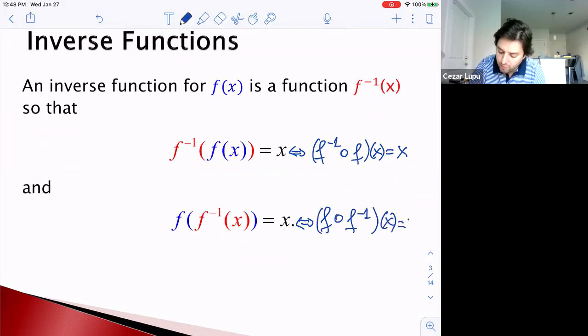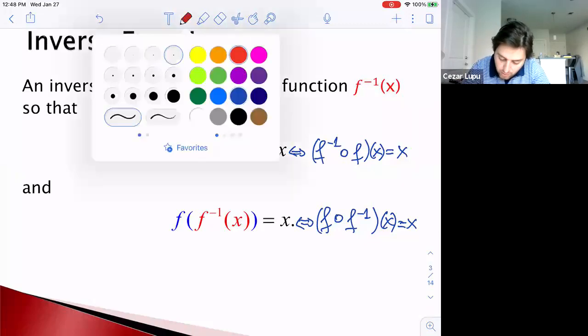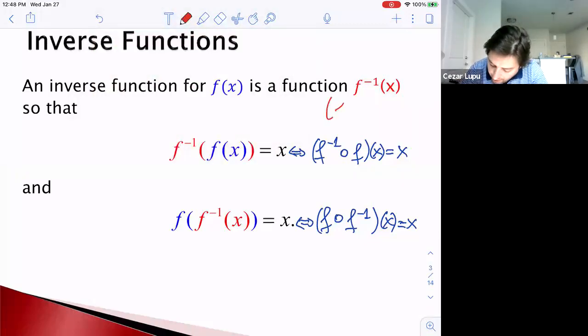In other words, if we want to combine these two, we say that an inverse for a function f of x is a function f inverse. So we read this as f inverse.